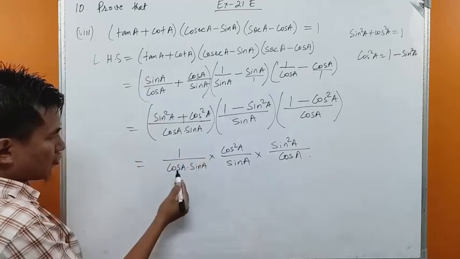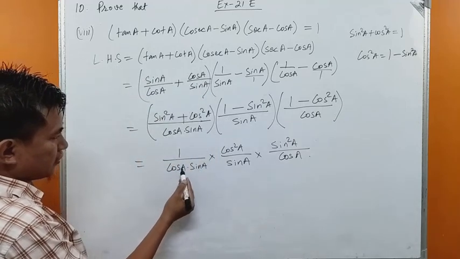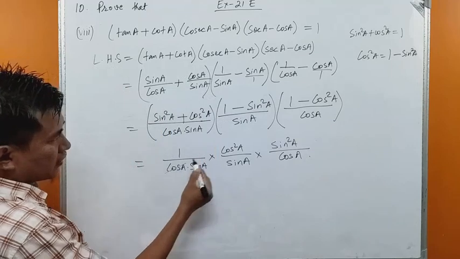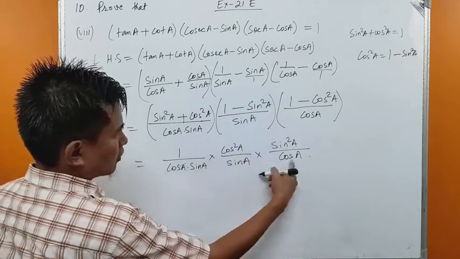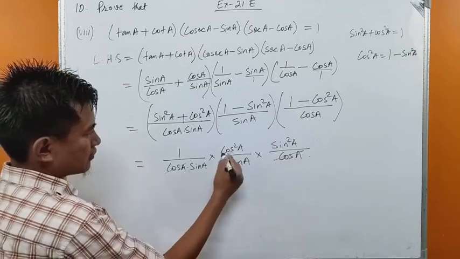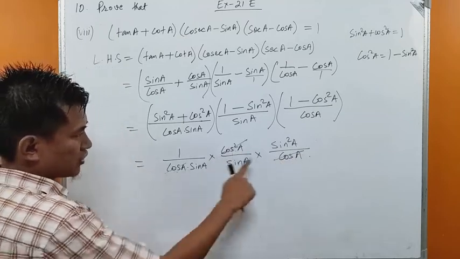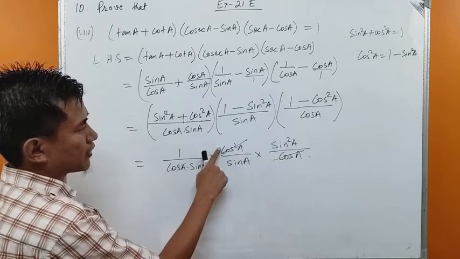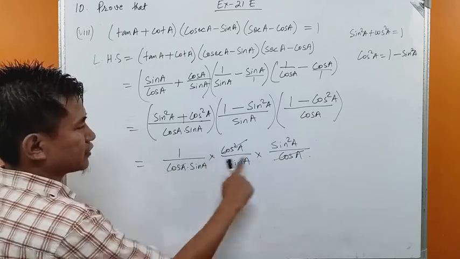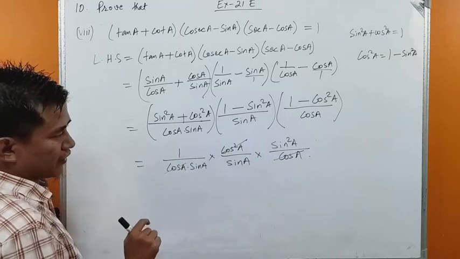So we have cos A here, isn't it? So this cos A and this cos square A. Cos A into cos A is cos square A in the denominator, and we have cos square A in the numerator. So we can cancel these two.